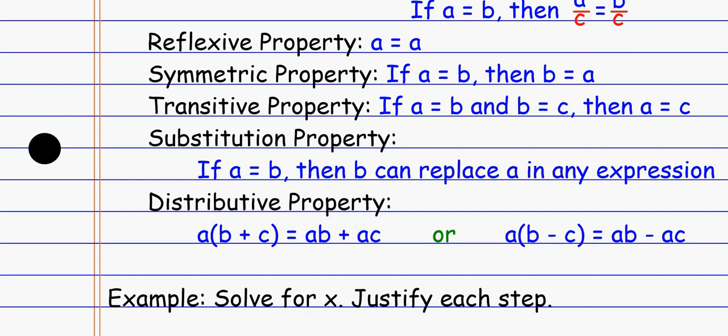Substitution property oftentimes gets confused with the transitive property. And really, you could almost use them interchangeably, but the substitution property is basically if A equals B, you can replace B with A in any expression, or vice versa, okay? So you can replace something with an equivalent value, all right? And then our distributive property, remember, if you have something on the outside of parentheses, you multiply it in. So you distribute that multiplication, whether it's addition or subtraction inside there, okay?